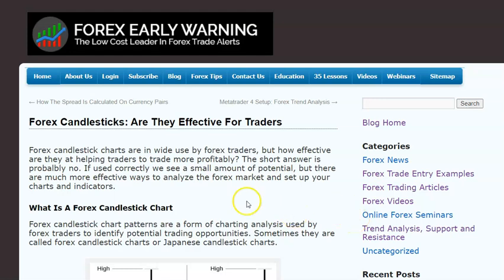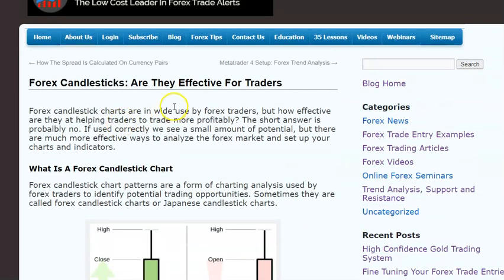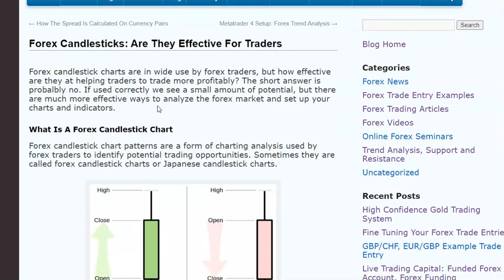Okay, in today's video, we're going to talk about Forex candlestick charts. A lot of Forex traders use Forex candlestick charts, but is there actually any benefit of using them? There are a lot of limitations, and for the most part, the answer is no, even though the majority of Forex traders use candlestick charts. No benefit, none.